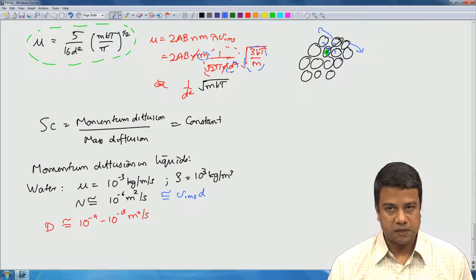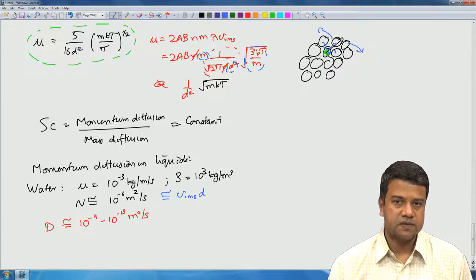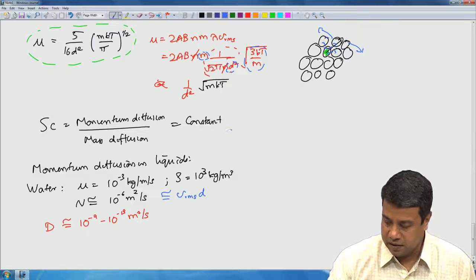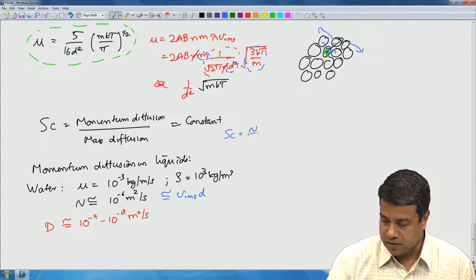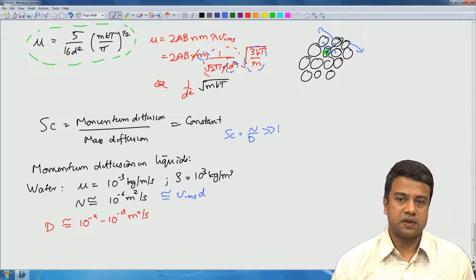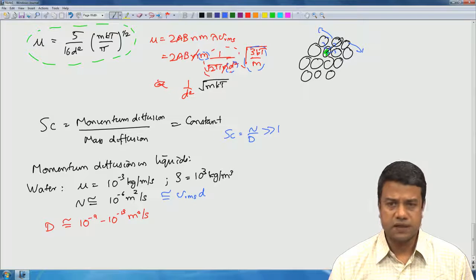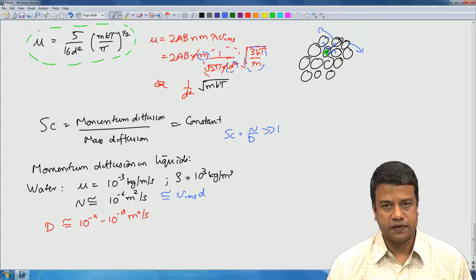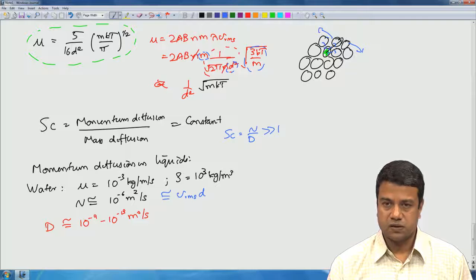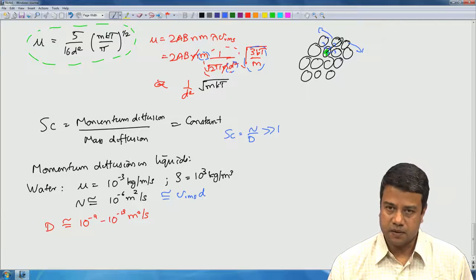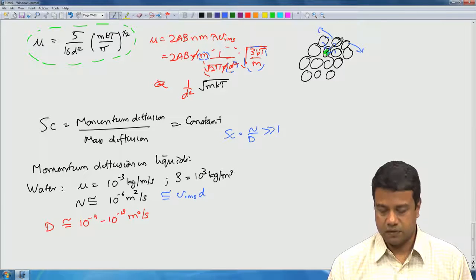And therefore, the Schmidt number, the ratio of the momentum diffusivity to the mass diffusivity, which is nu by D, is actually much larger than 1 in liquids. It is of the order of 10 power 3 to 10 power 4 or so. So, there is a significant difference between the mass diffusivity and the momentum diffusivity in liquids, not so in gases. In gases, mass and momentum diffusivity are approximately of the same order of magnitude.